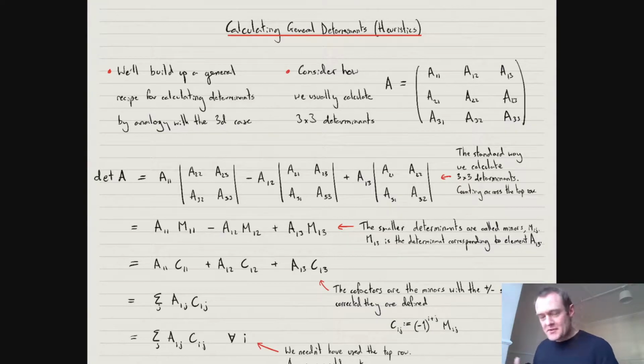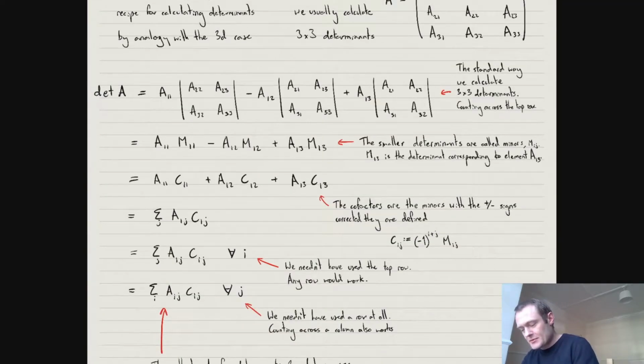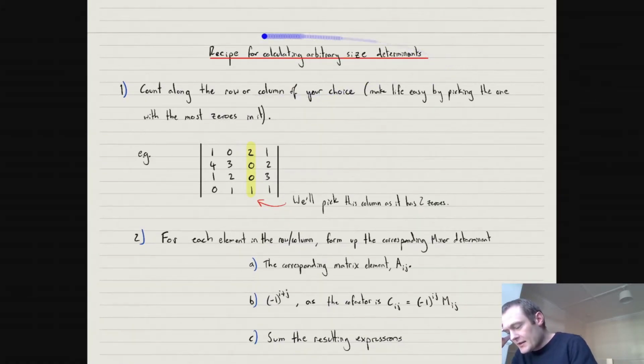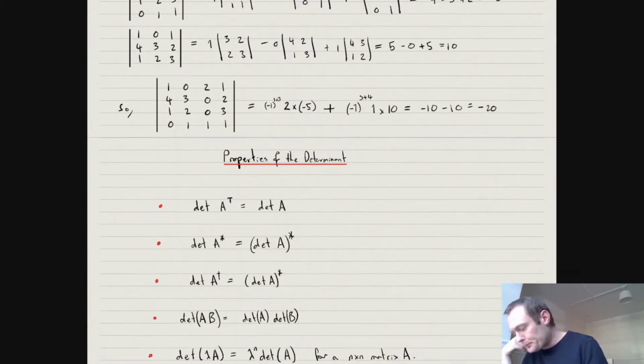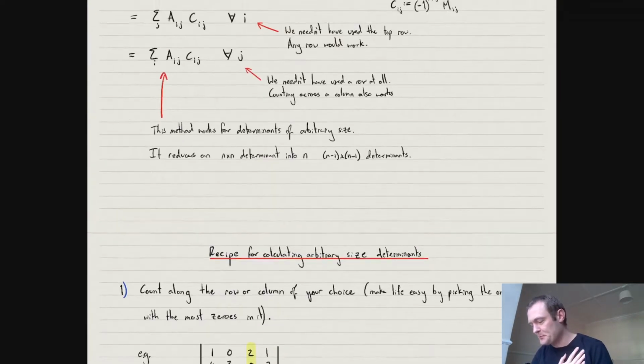So determinants are always of square matrices, but it could be that you have a 4x4 matrix and you want to take that determinant. So we'll go through how to do that, how it compares to what you know already, and I'll give you a general recipe for calculating them. And then we'll talk about a number of properties of the determinant too. There's quite a few properties.